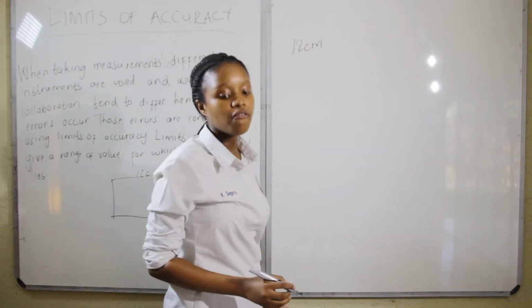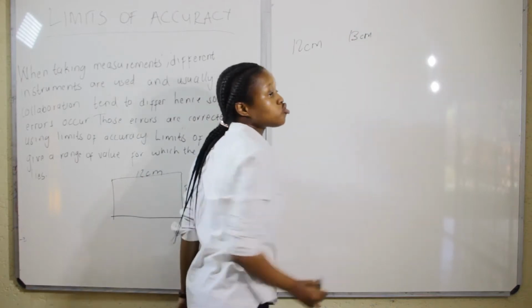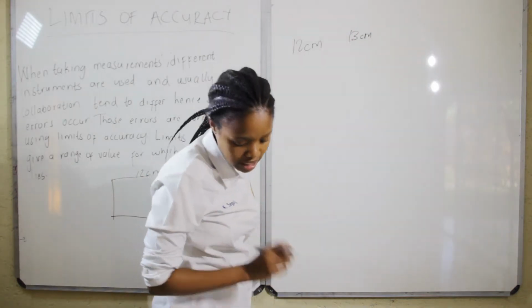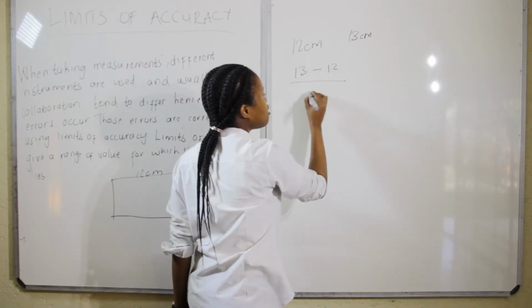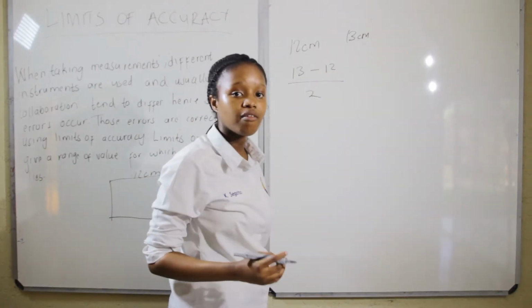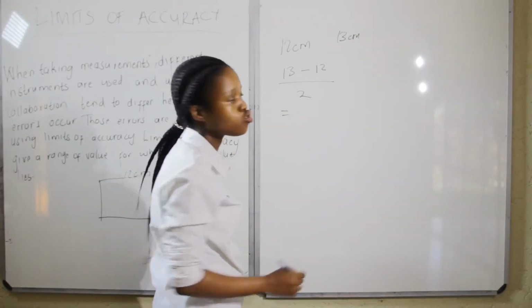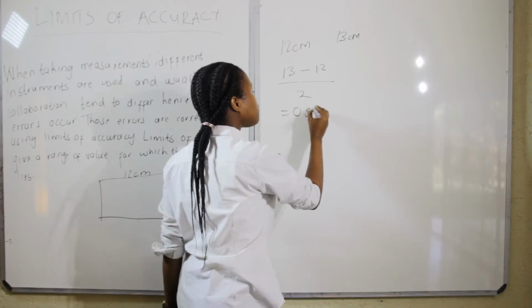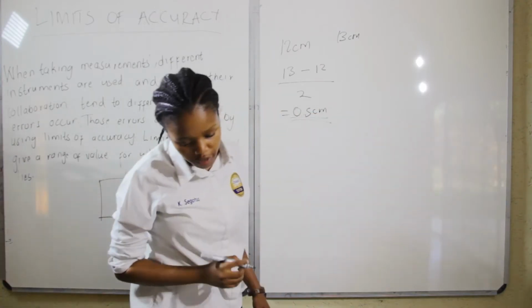And the next possible value for 12 centimeters is what? It is 13 centimeters. So what are you going to do? You're going to subtract them. You're going to subtract 13 minus 12, divided by 2, to find the level of accuracy. So 13 minus 12 divided by 2 is going to give you 0.5 centimeters. So this is our level of accuracy.